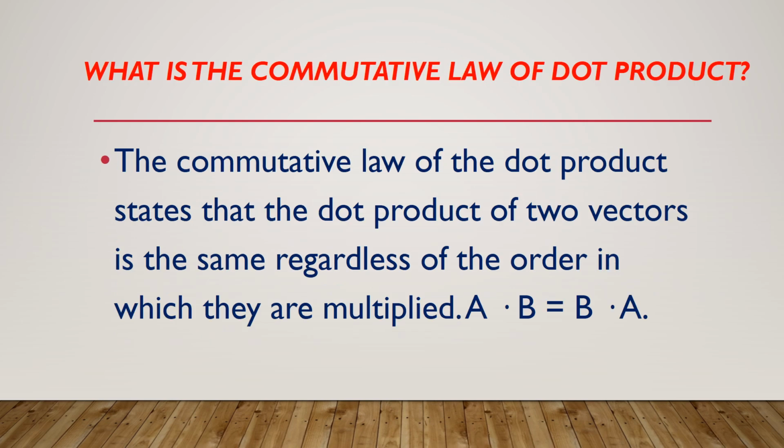What is the commutative law of dot product? The commutative law of the dot product states that the dot product of two vectors is the same regardless of the order in which they are multiplied. A dot B is equal to B dot A.